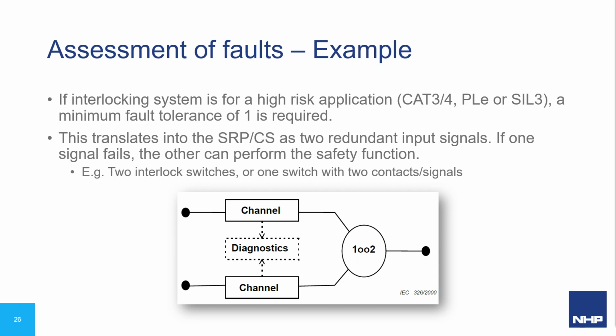A hardware fault tolerance of 1 means that the system can tolerate one hardware failure. However, 2 failures may lead to a loss of the safety function. Typically, a hardware fault tolerance of 1 is realized as 2 interlock switches on the one guard, or one switch with 2 sets of contacts. If one switch or contact set fails, the other one is there as a backup.